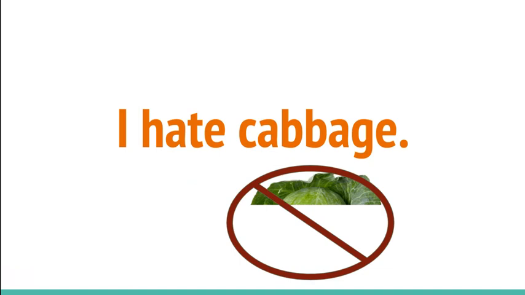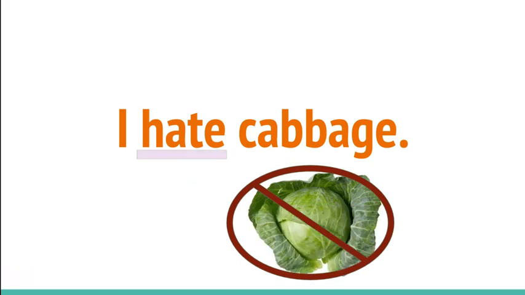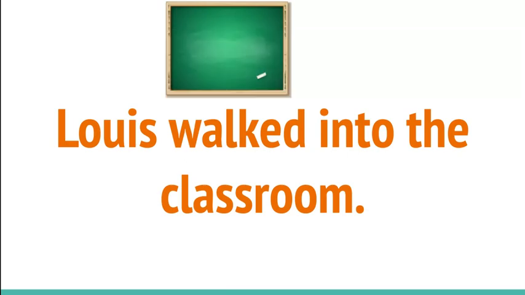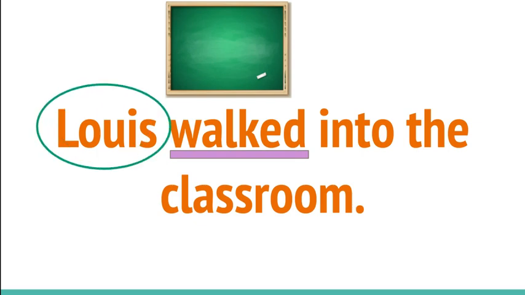I hate cabbage. What's the predicate here? We have hate. Who hates cabbage? I hate cabbage. So the subject is I. Louis walked into the classroom. What's the predicate here? Walked. Who or what walked? The classroom isn't going anywhere. Louis walked, so Louis is the subject.